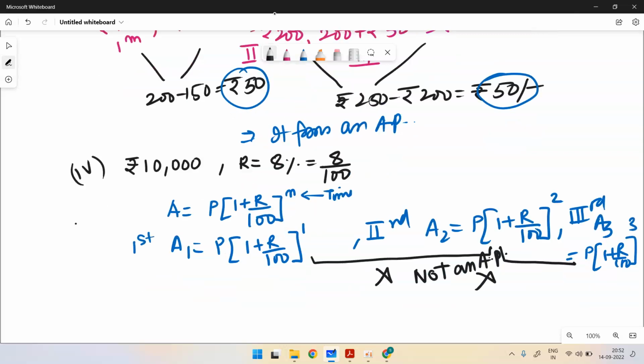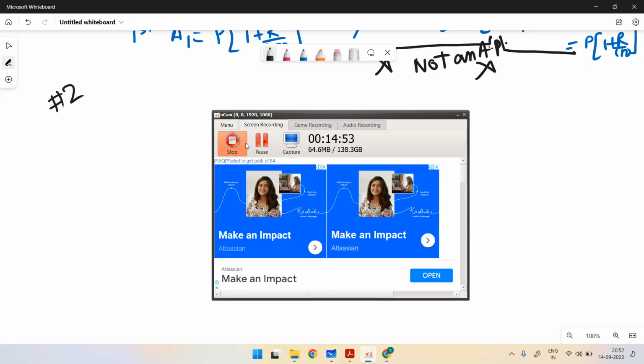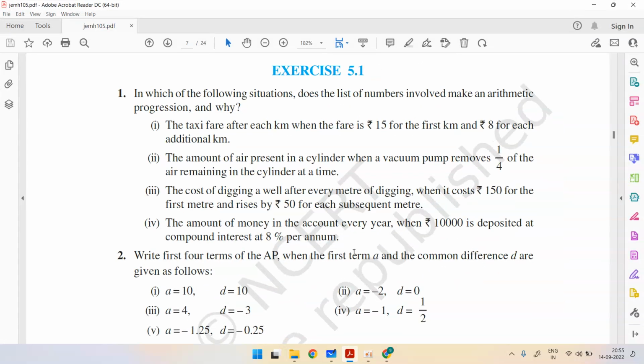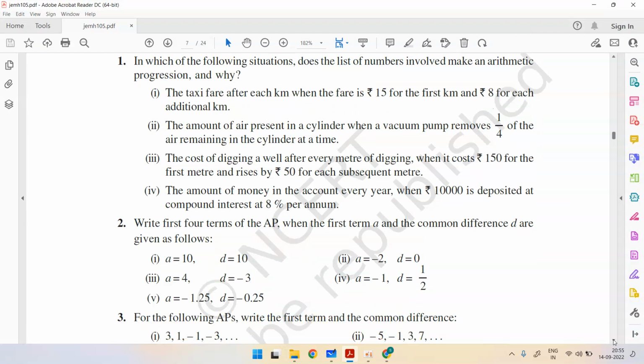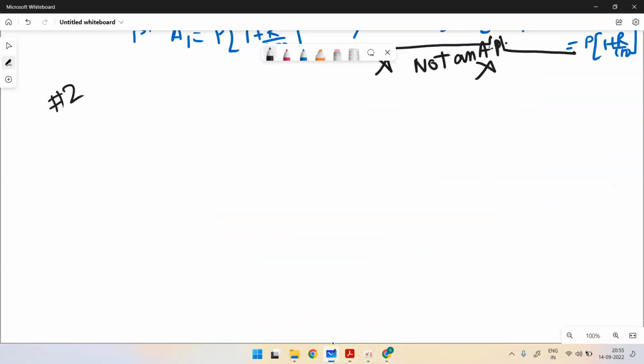Now, the second question of the exercise. Find the first four terms of an AP when the first term A and the common difference D are given as follows. You need to find the first four terms. The first part is A equal to 10 and D equal to 10.